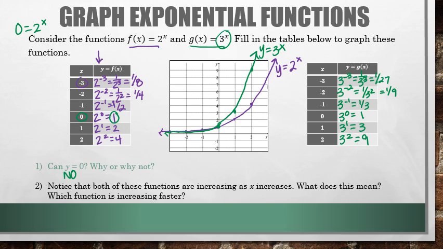Notice that both of these functions are increasing as x increases. So what does this mean? This means as your x values are getting larger, your y values are also getting larger, and you can see that in both of these graphs. Which one is increasing faster? We can see that the g of x function, which is 3 to the x, is increasing at a faster rate. And that's because the growth rate, which is our a value, is 3 versus 2.